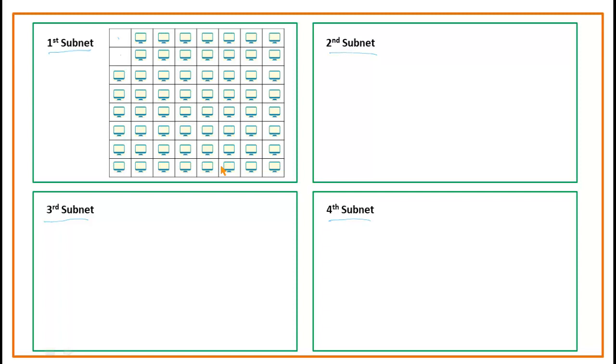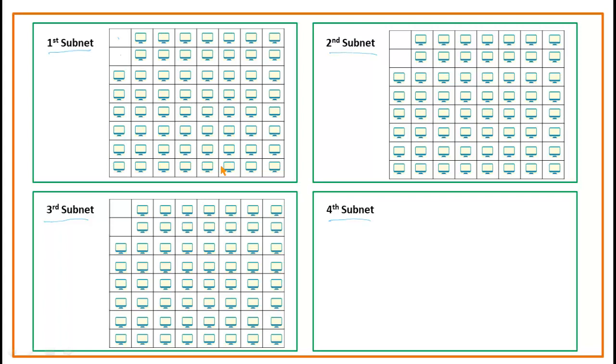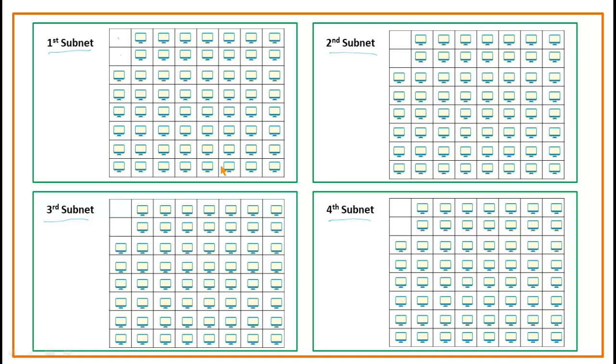It is giving you the idea that in the first subnet we can address a maximum of 62 end devices. Same as in the second subnet we can have 62 end devices. In the third subnet we can address 62 end devices, and in the last subnetwork we can address 62 end devices.